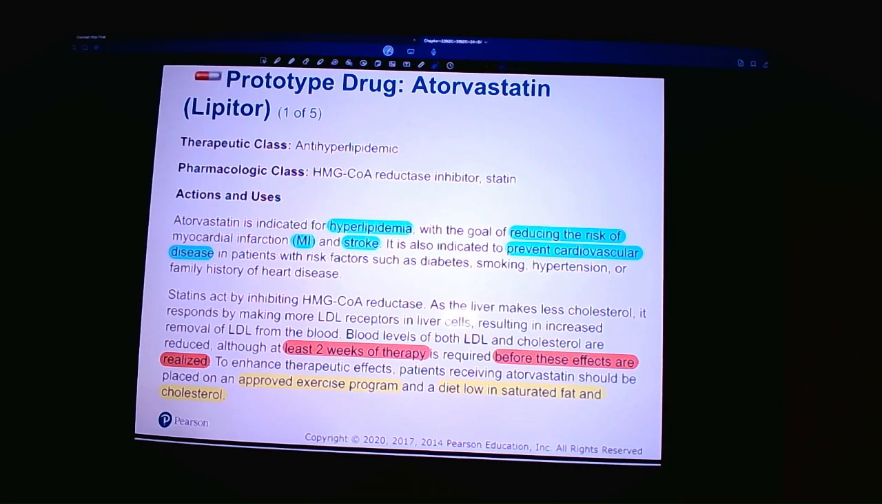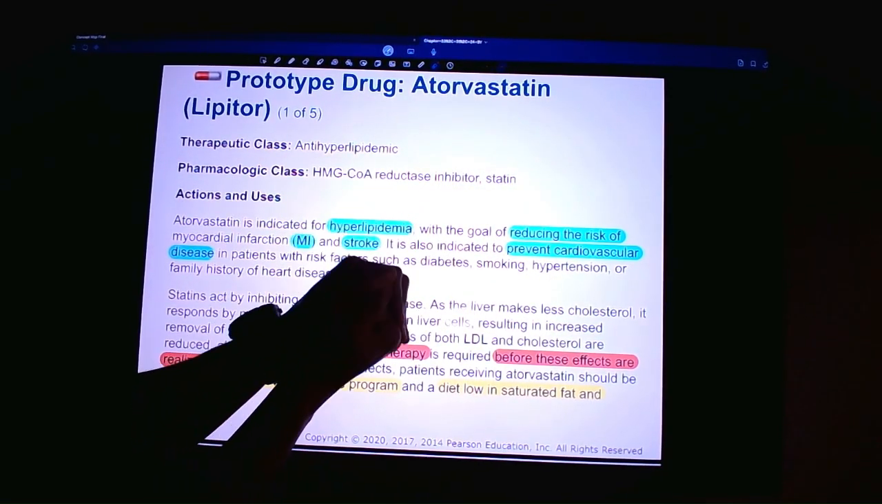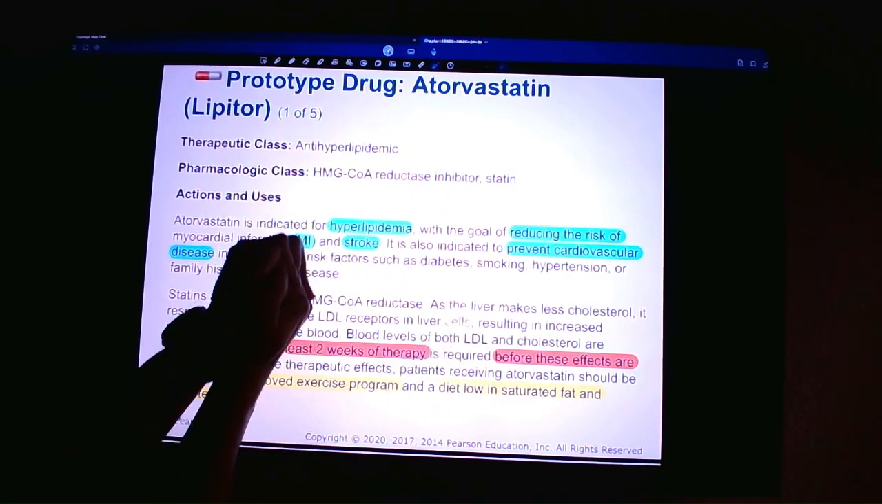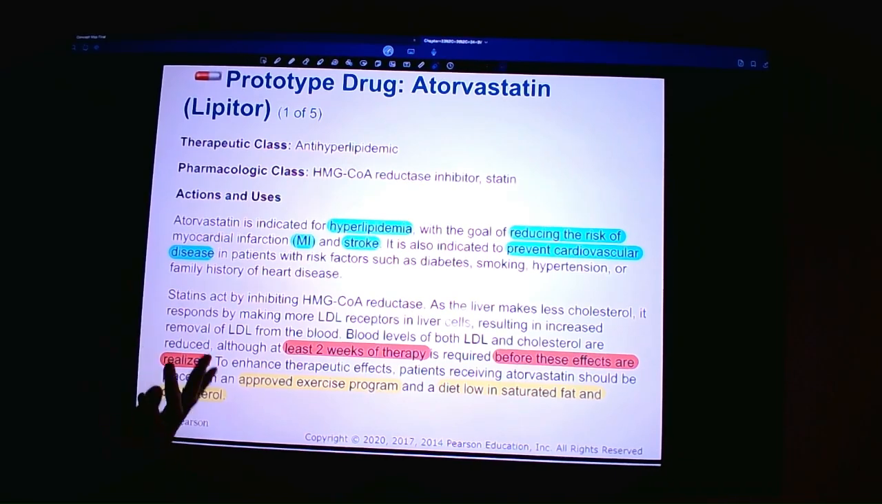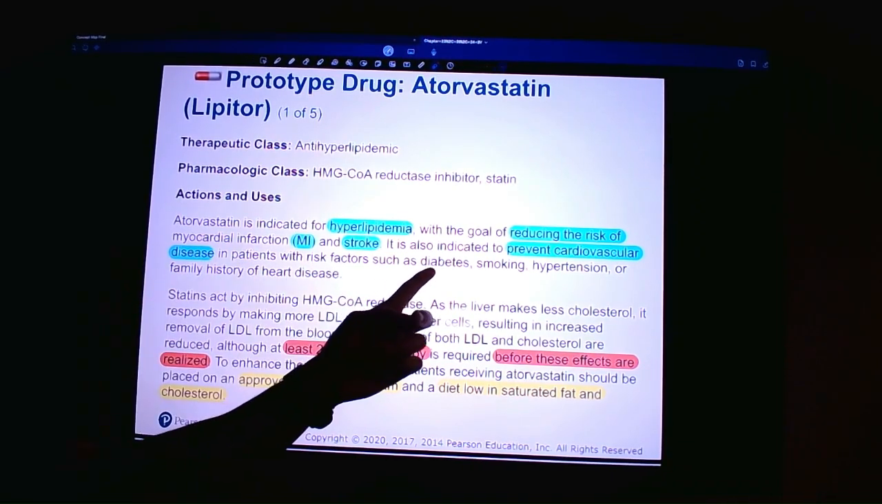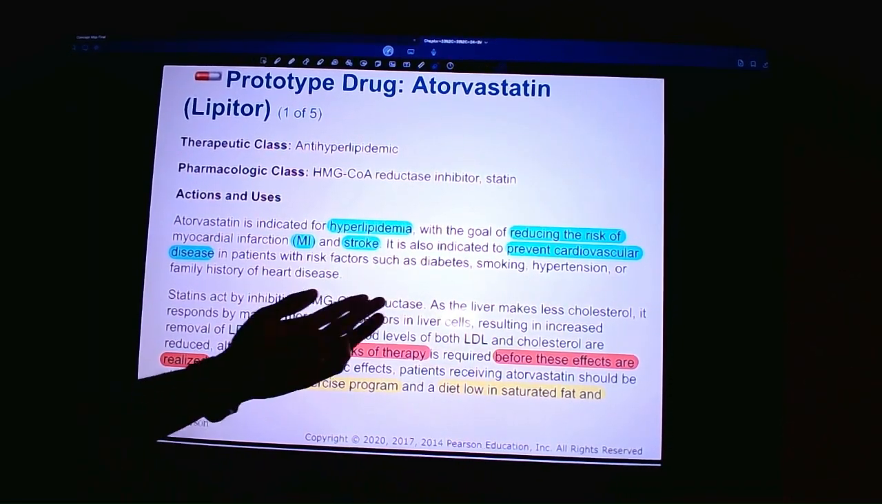Again, same thing. It's just in the brain. The atherosclerosis will close off the vessels in the brain. That's it. And then cause ischemia, same way as the heart. Also prevent cardiovascular disease, right? With patients at risk, such as patients who have diabetes, right? We've talked about how diabetes does a number on blood vessels, right?